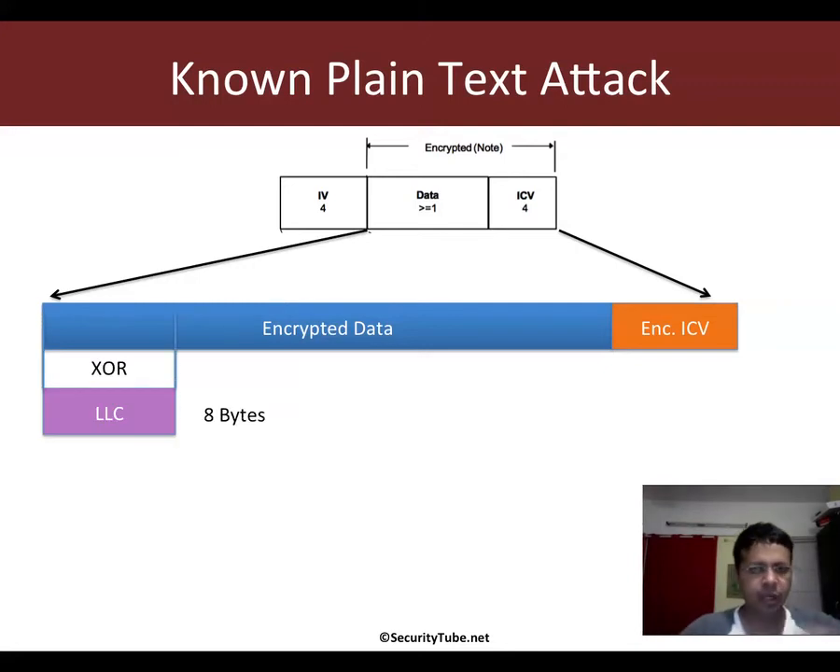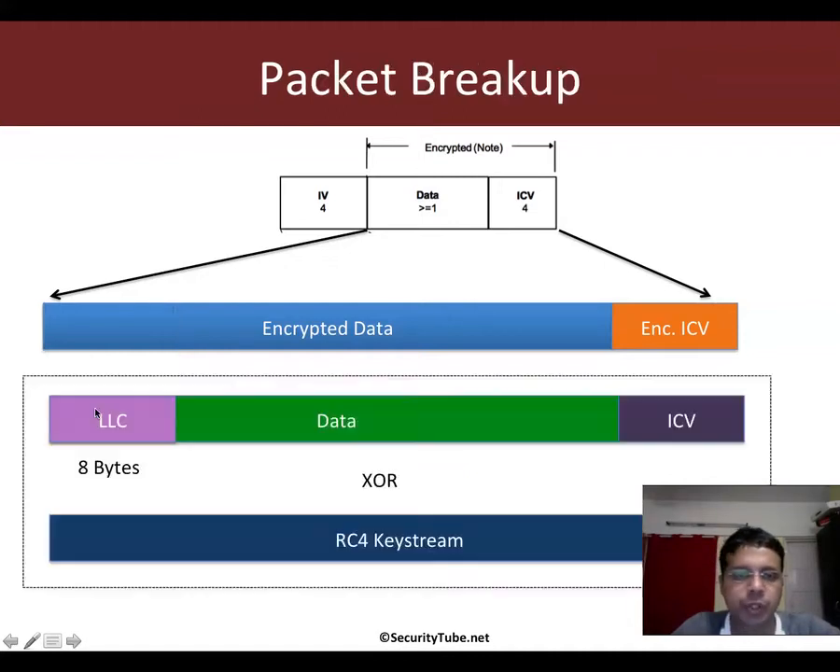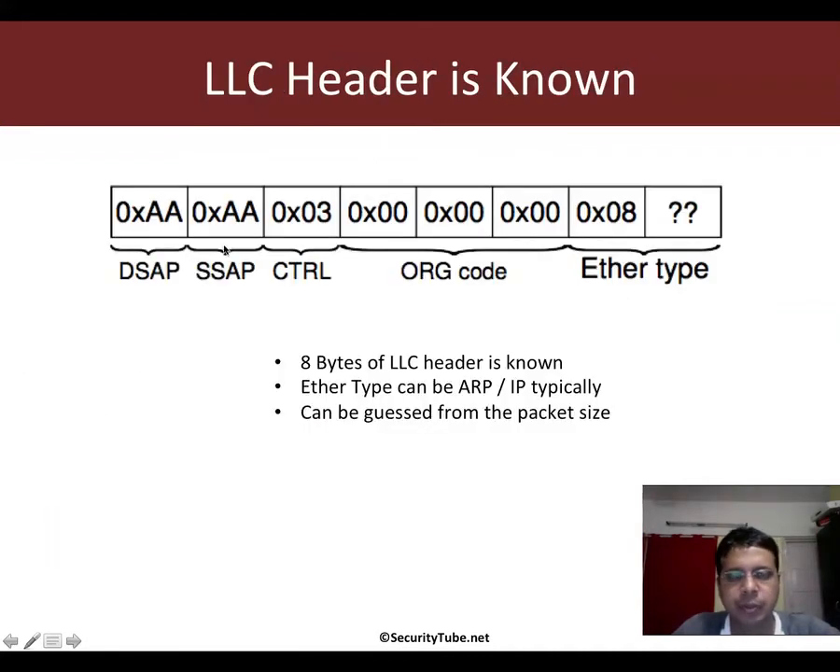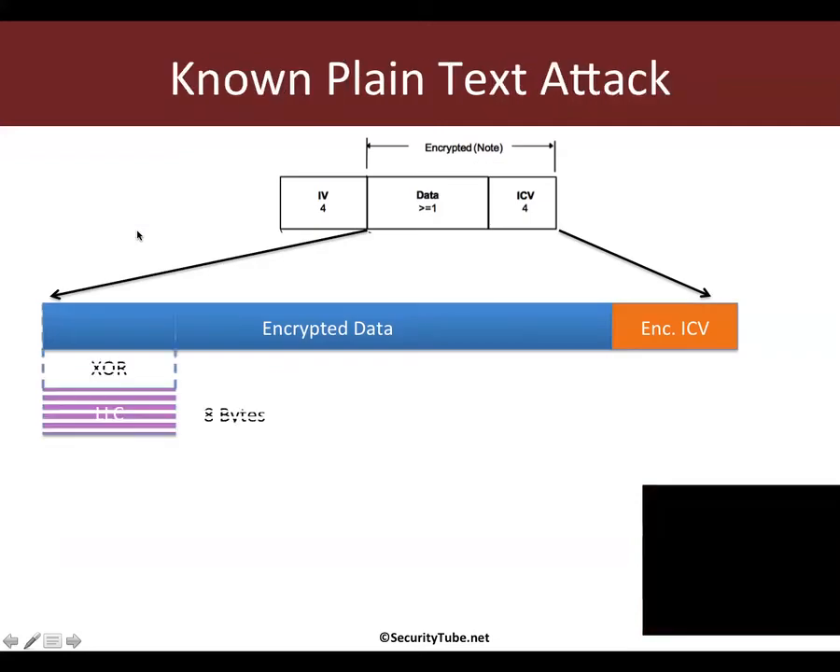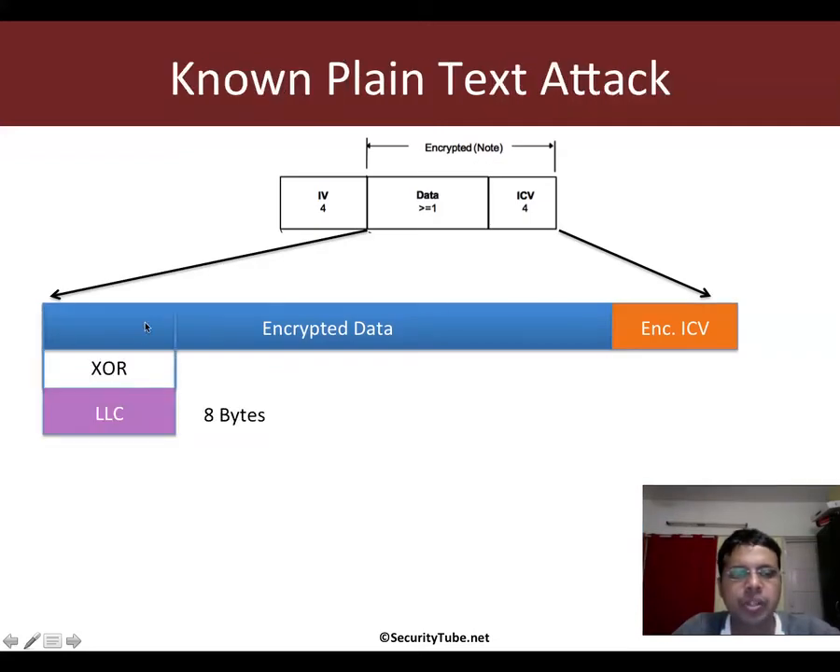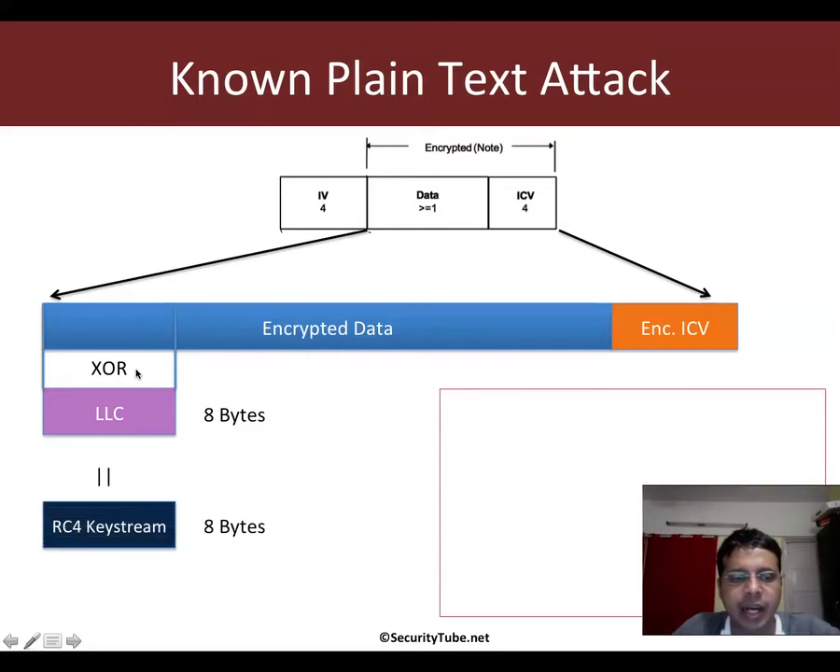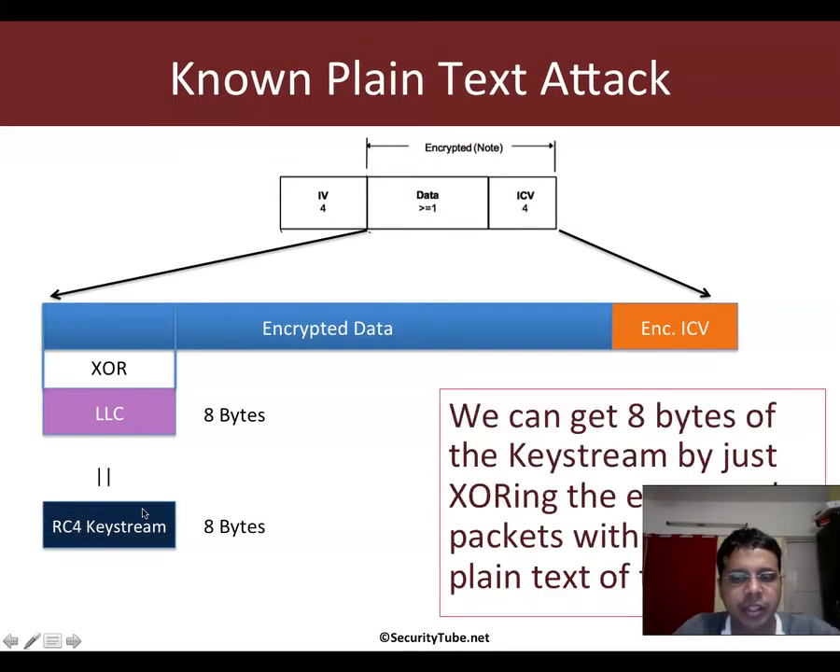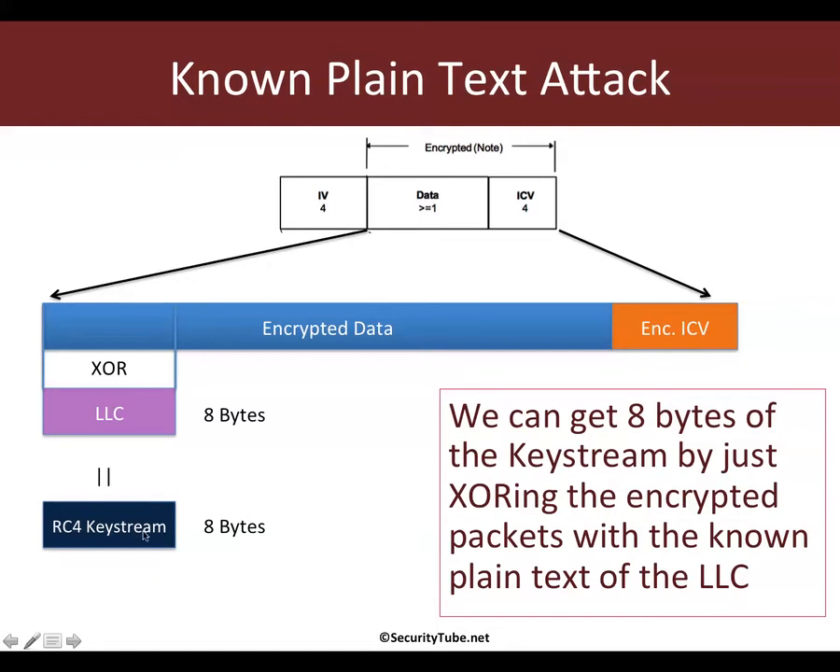So now all we have to do to get the key stream is take the plaintext LLC header, which we know basically from this diagram, if you remember, each and every byte, and we just XOR it with the encrypted data in the packet. When that happens, the output is actually the RC4 key stream. The first 8 bytes, please remember.